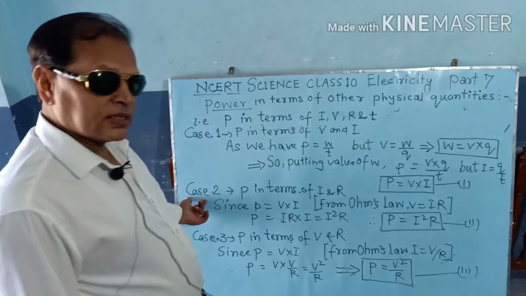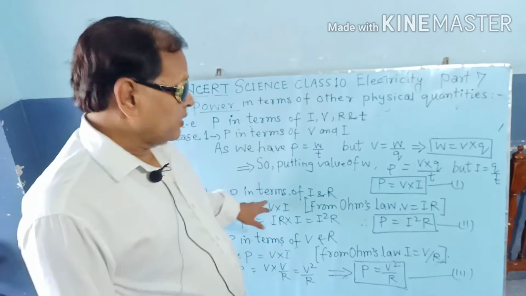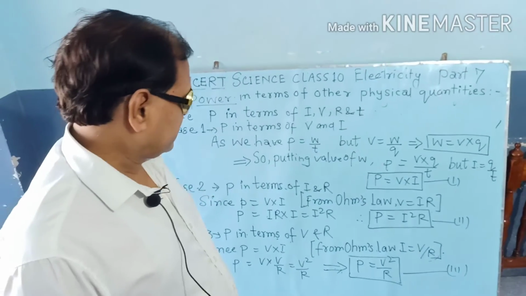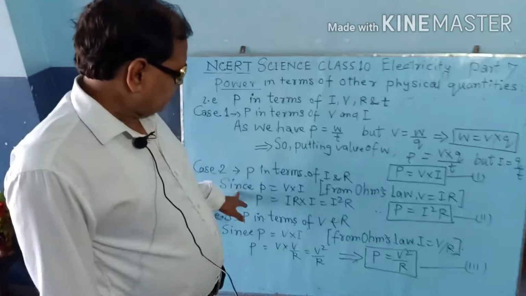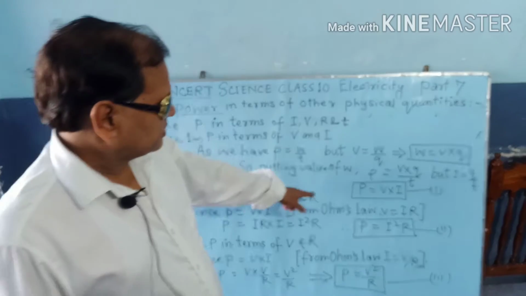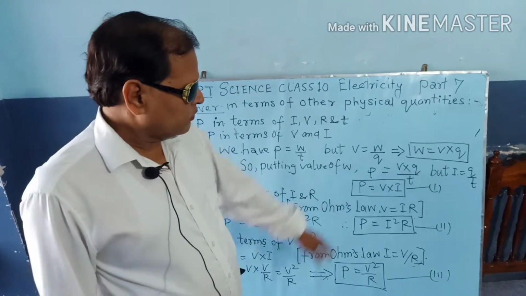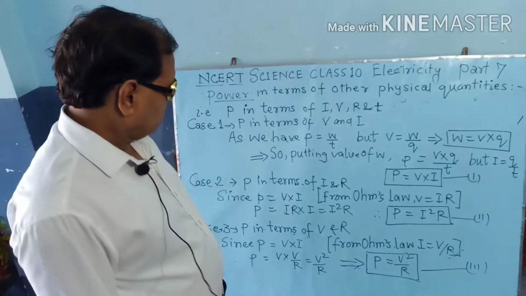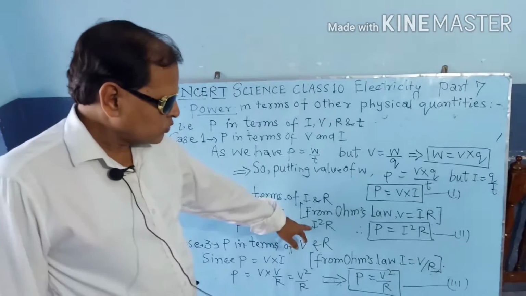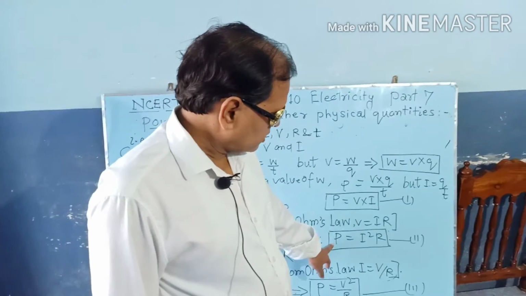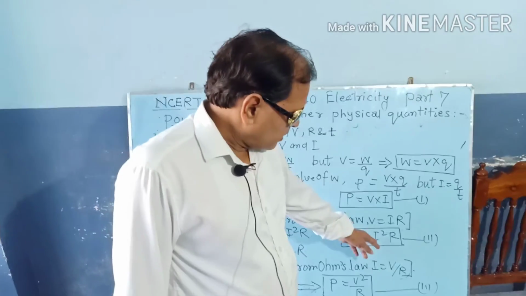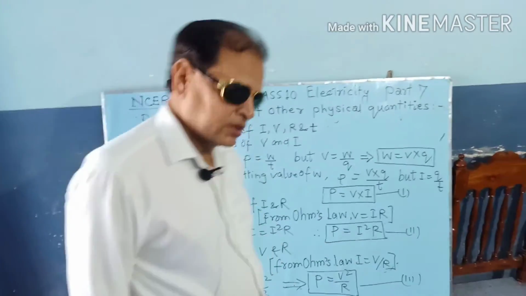Now let us see the second case. Here P is converted in terms of I and R, electric current and resistance. In the same manner we will proceed. P is equal to V into I as in the previous relation. From Ohm's law, V is equal to IR. So in place of V we will write IR into I, which is I square. So we get the relation P is equal to I square R. This is the relation between power, current and resistance.